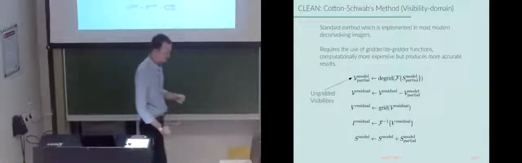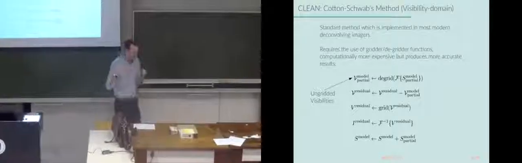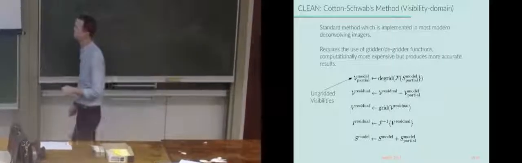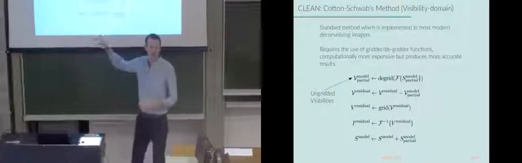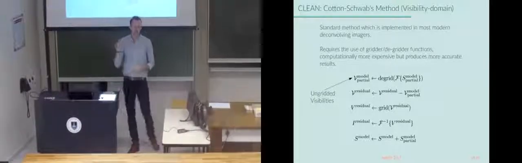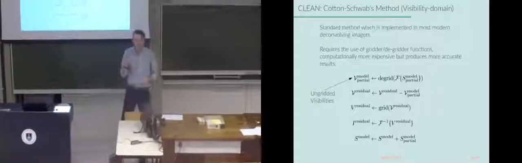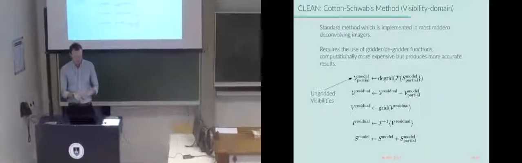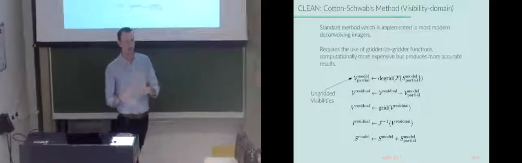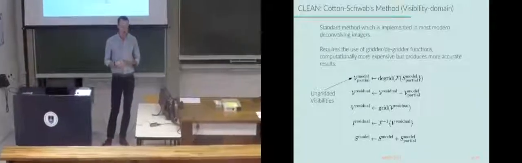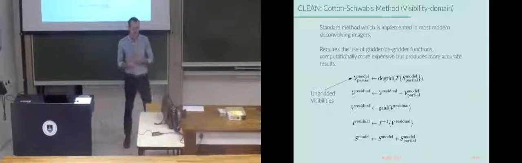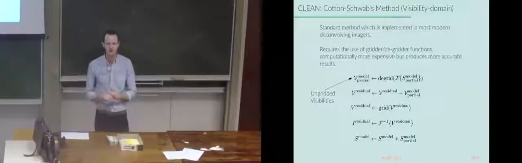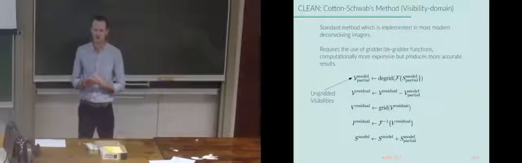Okay, the last one I want to talk about is called Cotton-Schwab-Clark. I won't dig too much into it. Cotton-Schwab is typically what most people use now because it's the most accurate and creates the fewest artifacts. The important point to know is that you can think of the 3 methods. In Högbom, you're doing an image domain deconvolution, and in Clark, you're doing visibility domain, but you're doing it in a way that you're just doing the Fourier transform between the 2 domains. And so we call that a gridded visibility domain deconvolution.